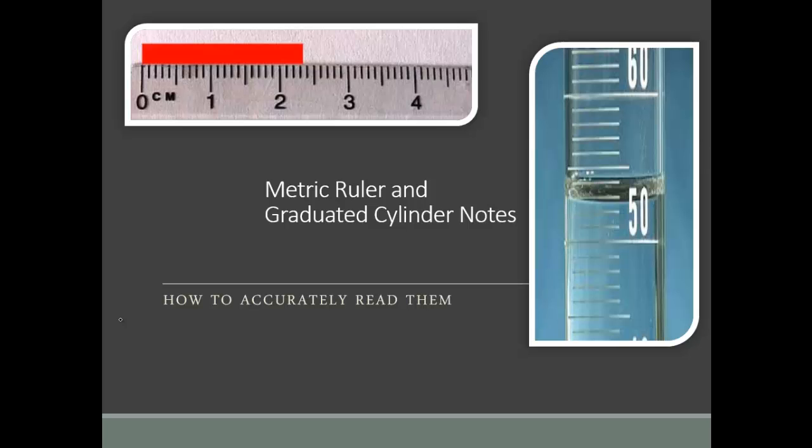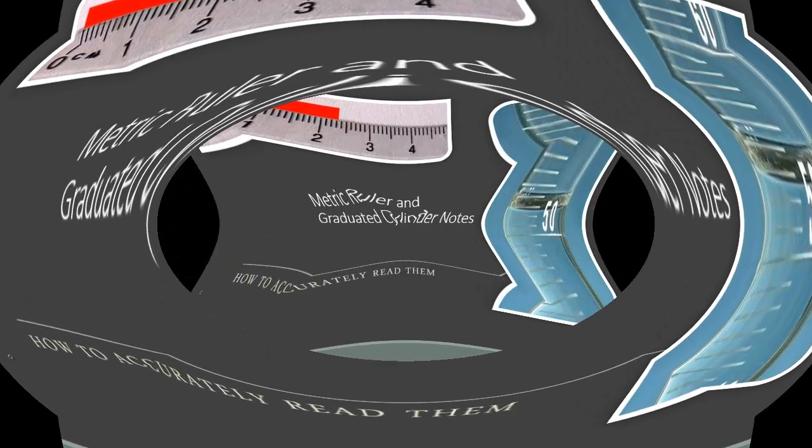Today we will look at how to accurately read a metric ruler and a graduated cylinder. This is an important skill in IPS as many of our labs will rely on your ability to accurately read one of these pieces of equipment in order to achieve the expected results. So let's look at how we are going to go about doing this.